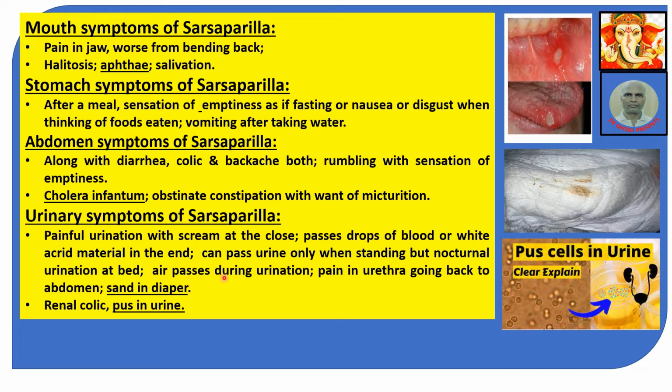Air passes during urination. Pain in urethra going back to the abdomen. Sand in diaper. In diaper there are sands. Renal colic and pus in urine. This is under the microscope. The pus cells are seen here in the urine.